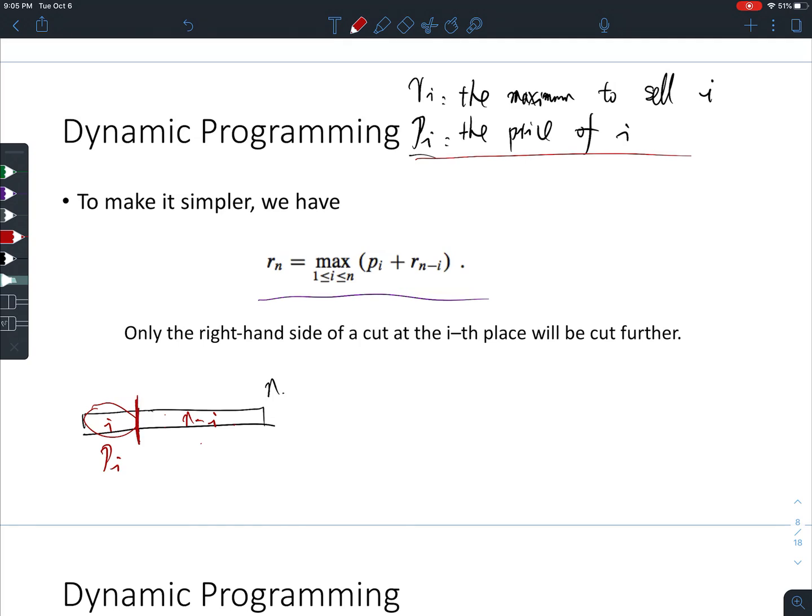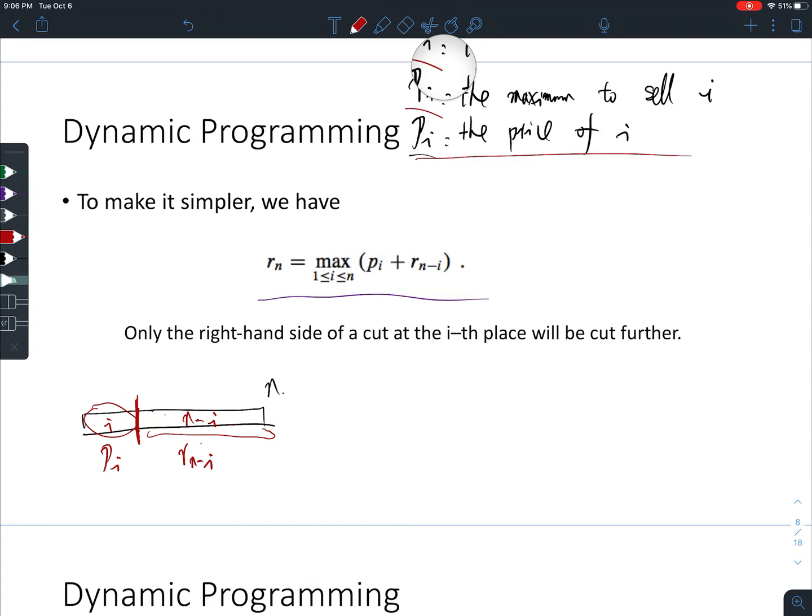And so, let's say after we make the first cut right over here, we're allowed to further cut this part. What is the maximum revenue that we can make from the right part, whose length is n minus i? The answer is R(n minus i), because R represents the maximum revenue for a rod of a given length. Here the length of this rod is n minus i, so we get R(n minus i).